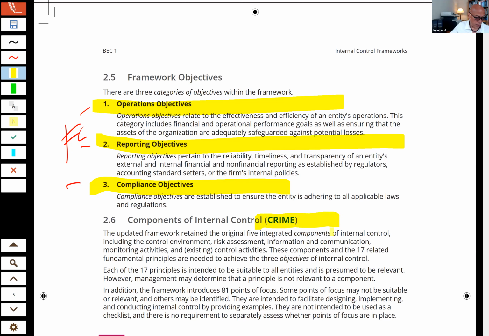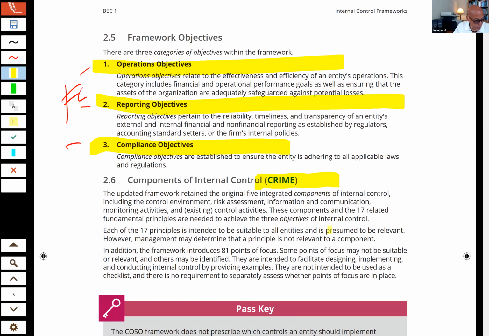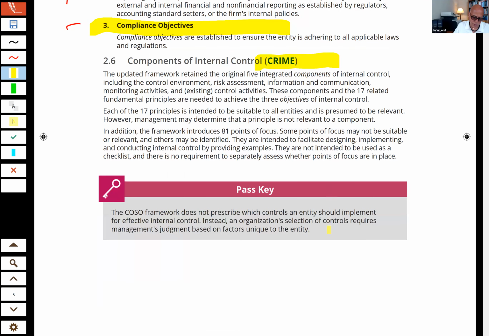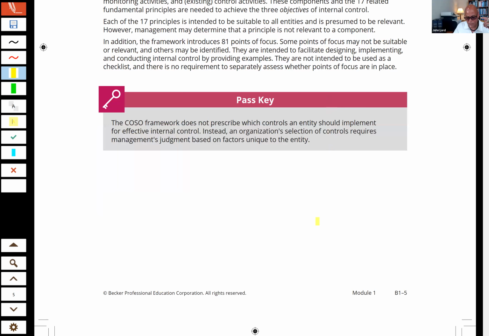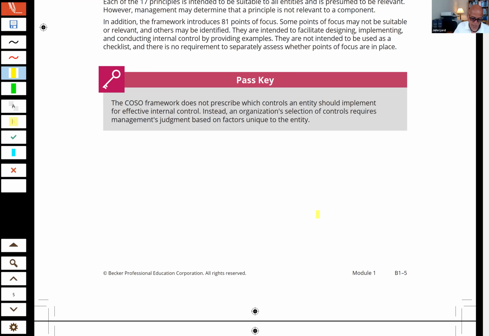We give you the mnemonic CRIME here. As we go through, I'm going to discuss them in the order COSO contemplated, which is control environment, risk assessment, the control activities, then information and communication, and monitoring comes last.